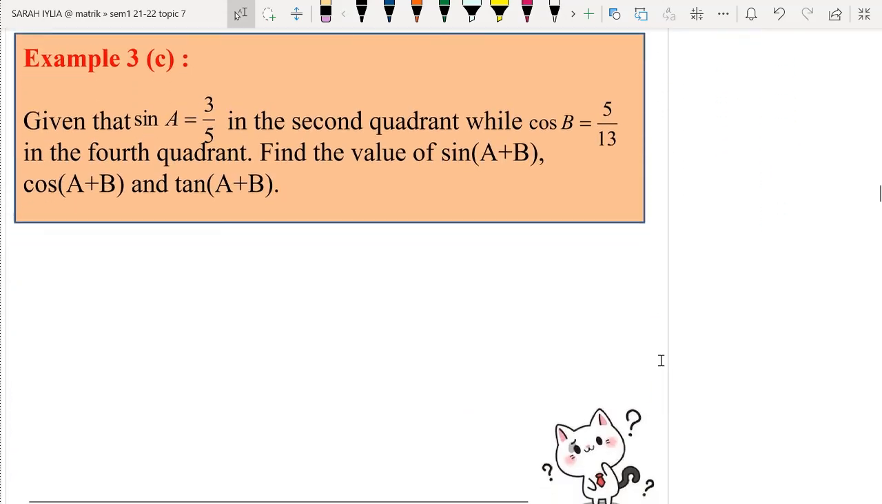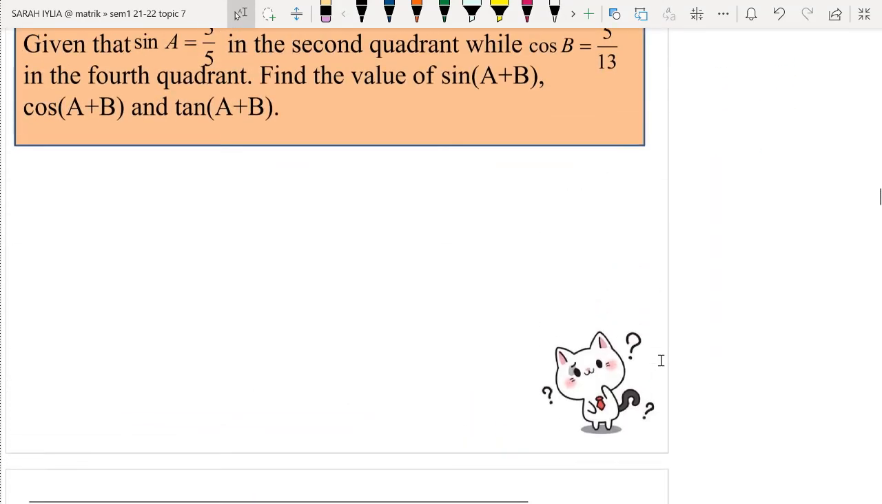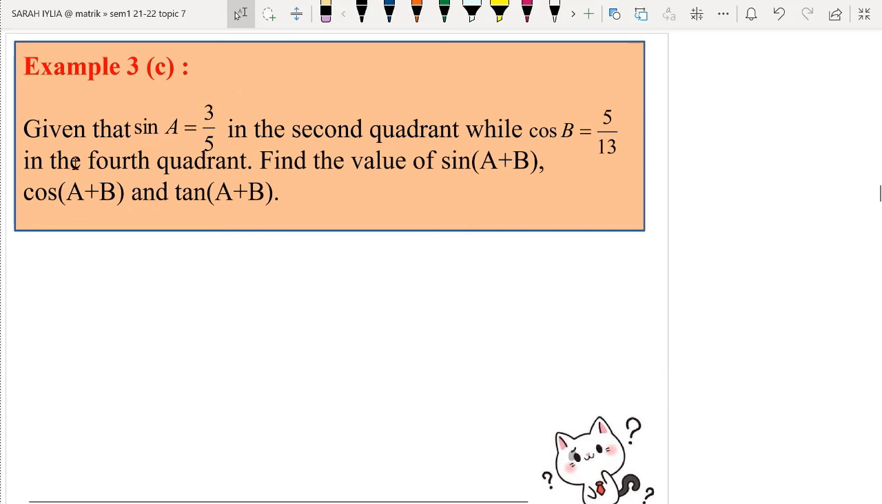Okay. Kita masuk example number 3. Last part for compound angle. So given that we have sine of A is 3 over 5 lies in the second quadrant, while cos of B 5 over 13 in the fourth quadrant. Find the value of sine A plus B, cos A plus B, and then last one would be tangent of A plus B. Okay, ini sama konsep macam basic ratio. Kalau dia nampak je bagi ratio-ratio dalam ukuran macam ni, awak mesti lukis right angle triangle based on the quadrant requirement. Maksud saya, yang pertama ni kita ikut je lah.